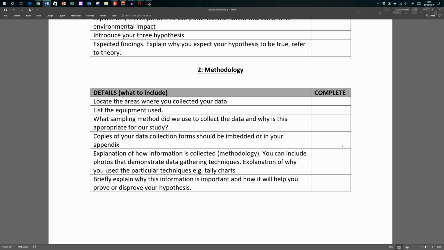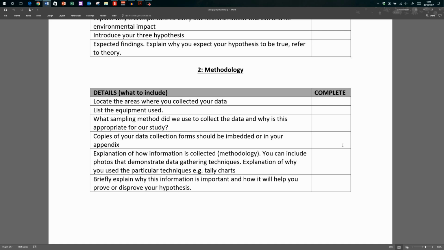Taking photos during the collection phase is quite important. It shows gathering techniques. You can use these to annotate your various methods. And then it's also quite important to briefly explain why the method that you used is important, how it helps you prove your hypothesis. Why did you do that test? Why not do something else, or why did you specifically choose that one?